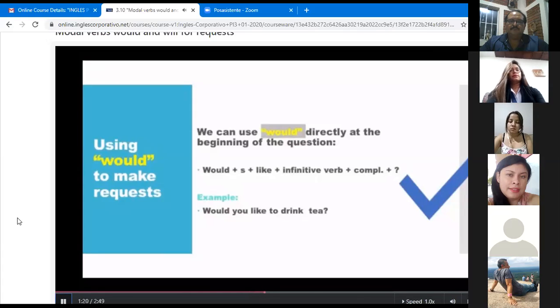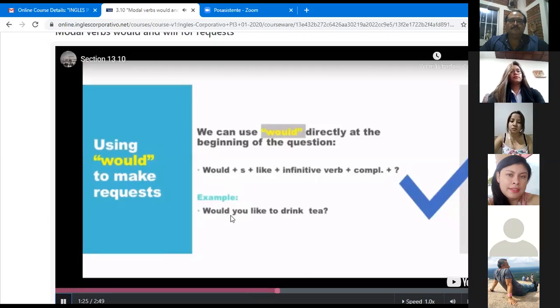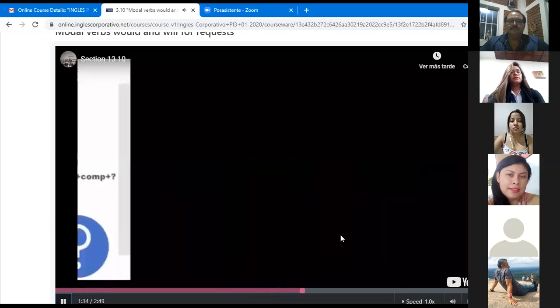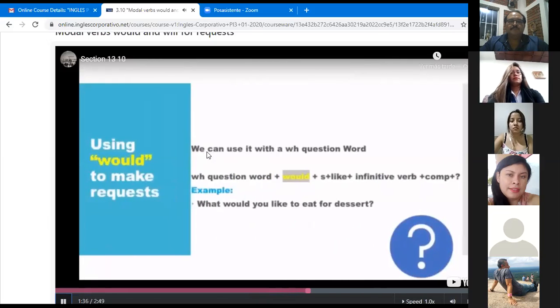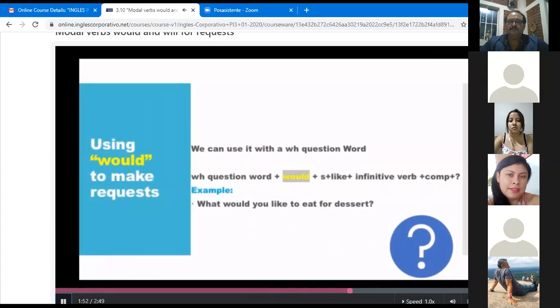We can use would directly at the beginning of the question. Would plus subject, plus like, plus infinitive verb, plus complement, plus question mark. Example, would you like to drink tea? Or we can use it with a WH question word. WH question word, plus would, plus subject, plus like, plus infinitive verb, plus complement, plus question mark. Example, what would you like to eat for dessert?